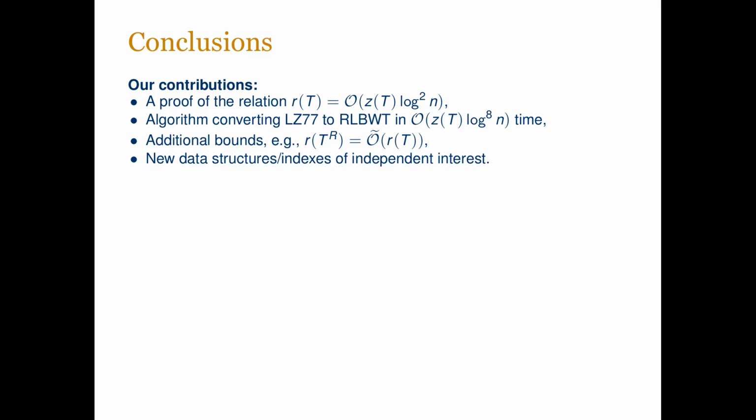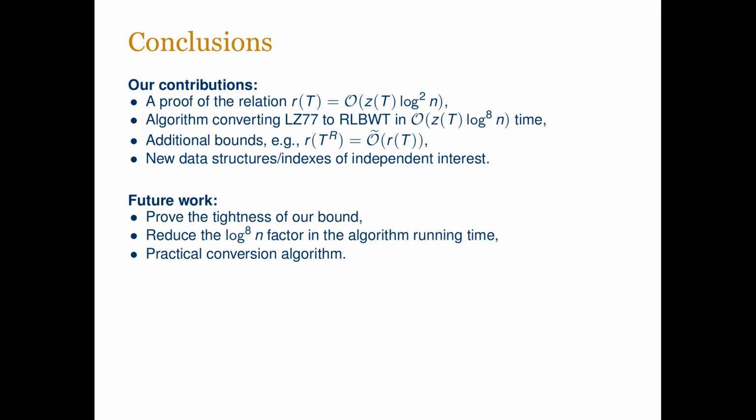In addition to these main results, we obtain a number of auxiliary results. This includes other bounds, such as the first bound relating the value of r for the text and its reverse, and a set of new data structures and indexes that are of independent interest. Future work includes proving the tightness of our bounds, reducing the log factor in the runtime of our algorithm, and designing practical algorithms for converting between compressed representations.